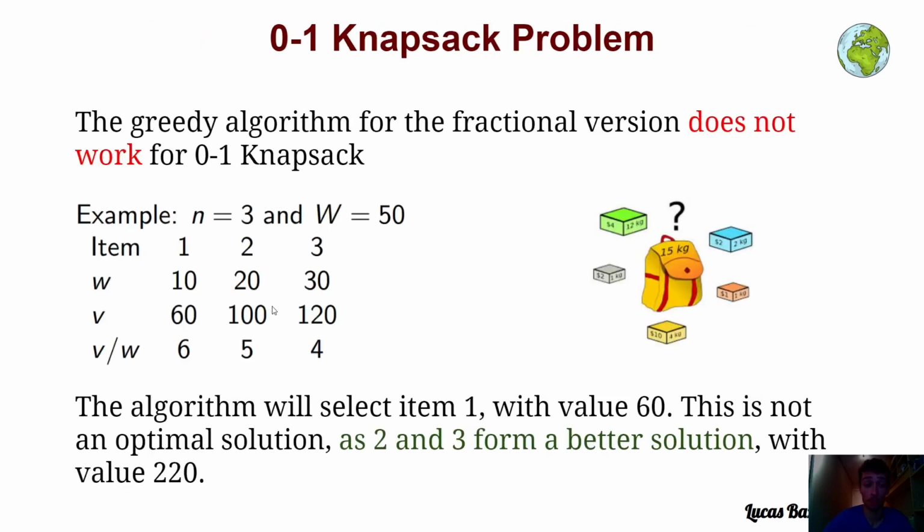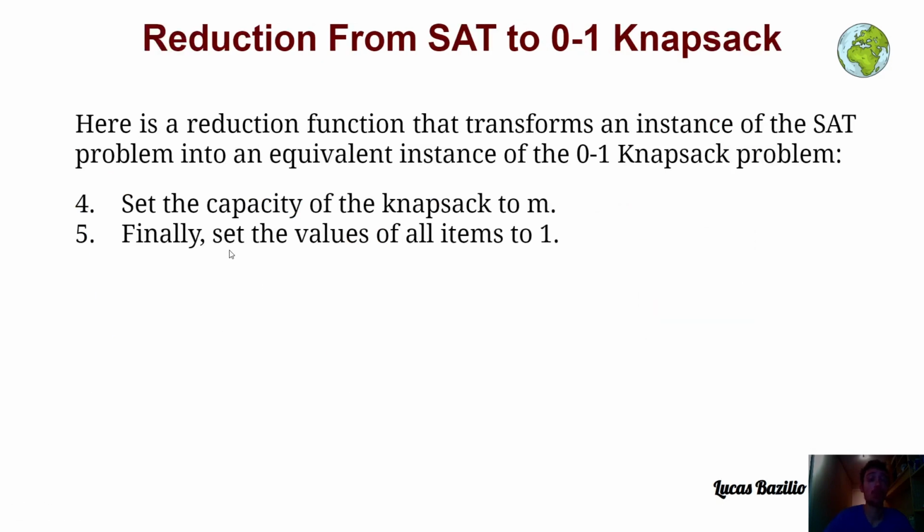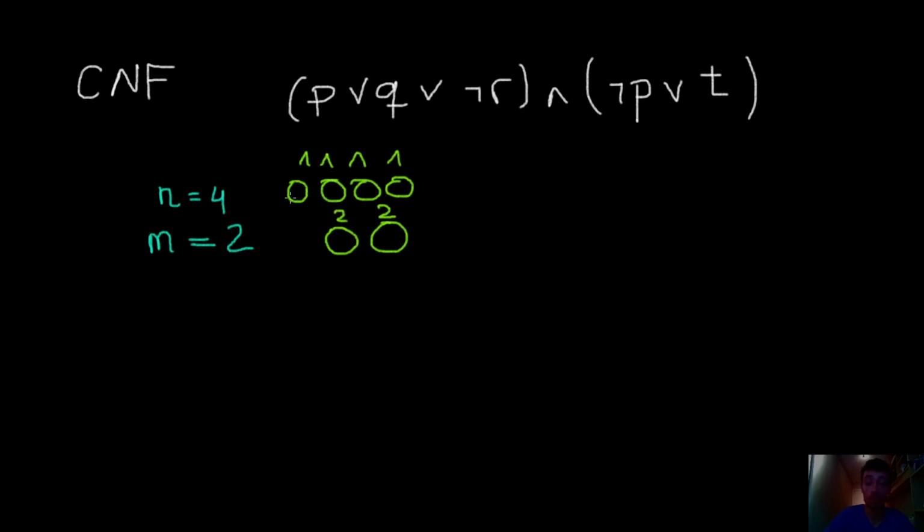Remember, in the knapsack problem we have for each item its weight, but we also have its value. So here we set all of the items to have a value of 1. So all of the 6 items that we have here will have a value of 1. Here we have their weights, and here we have their values. All of them have a value of 1.